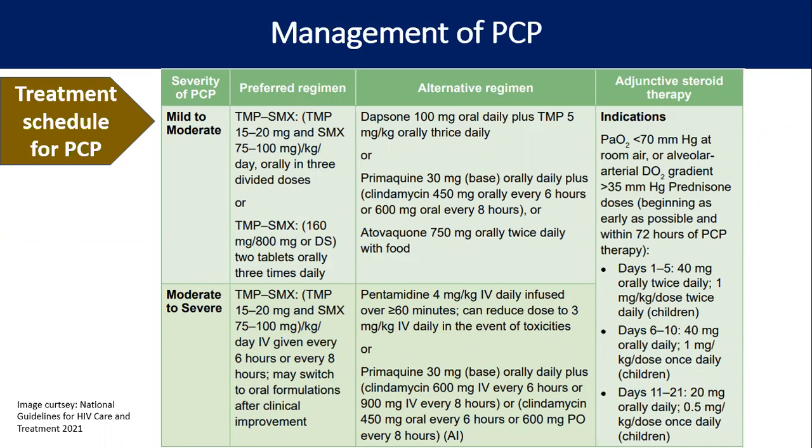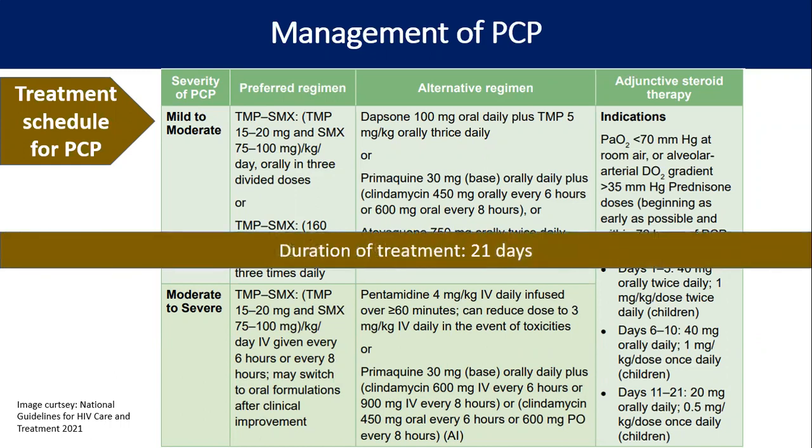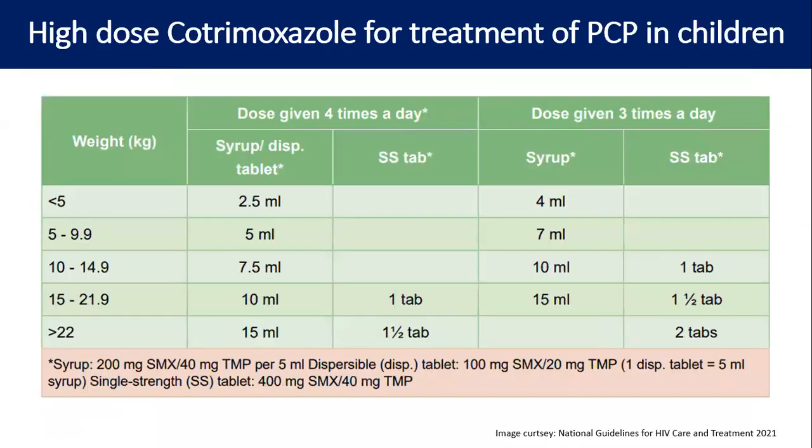From 11 to 21 days, we give 20 milligram of steroid orally in case of adult, and 0.5 milligram per kg per dose for children. This steroid therapy is life-saving. If we are to give based on the criteria, then we should start as early as possible with the treatment of PCP and should continue for the full 21 days. We should not stop in between. The duration of treatment is 21 days.